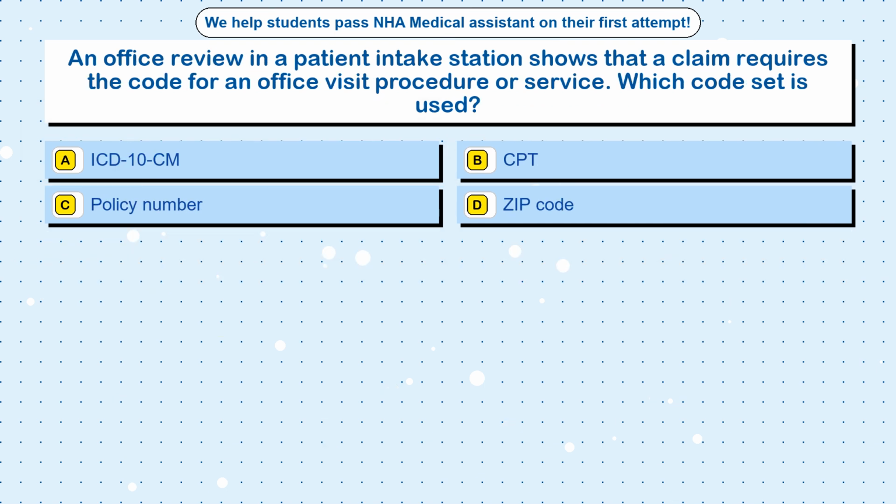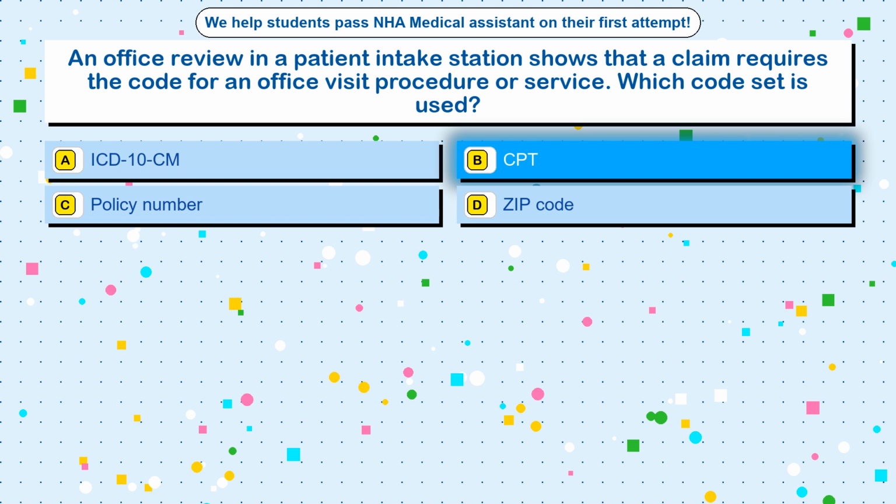Question 98. An office review in a patient intake station shows that a claim requires the code for an office visit procedure or service. Which code set is used? Option A, ICD-10-CM. Option B, CPT. Option C, policy number. Option D, zip code. The correct answer is option B, CPT.